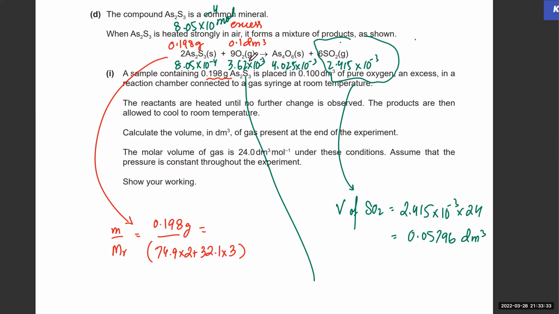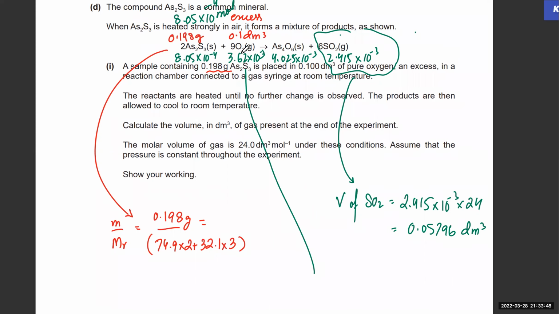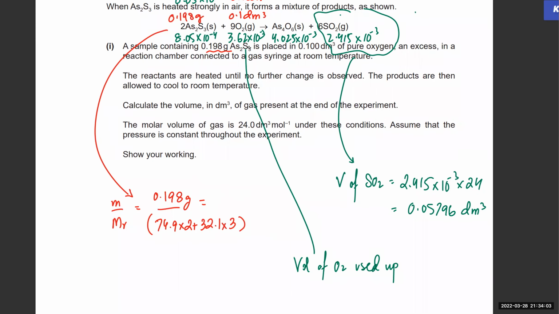Now he's saying calculate the volume of gas present. He's not asking for the volume of only this thing. He's talking about generally what is the volume of gas. Remember he added excess O2. He added 0.1 dm cube, and out of that 3.62 into 10 to the minus 3 moles got used up. So we're going to calculate the volume of O2 that got used up, or that took part in the reaction. That's 3.62 times 10 power minus 3 into 24 dm cube. So what do we get for this?